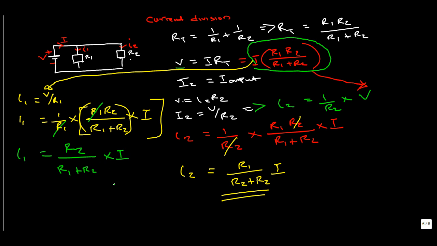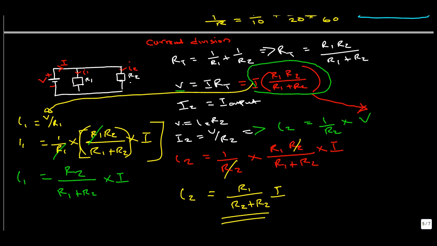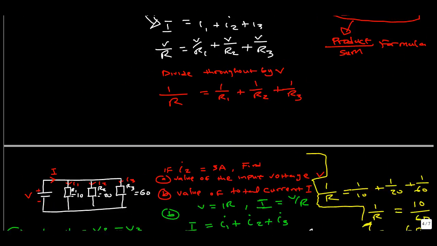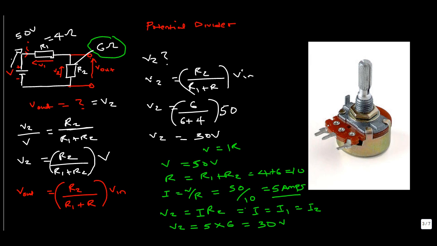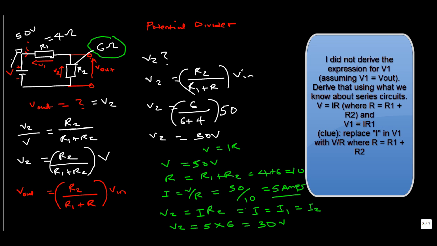I suggest you try this out for yourself and make sure you understand current division and how to derive the formulas for I1 and I2, and also make sure you understand voltage division. For the voltage division, I did not actually derive the expression for the output voltage, so I'd like you to try that at home by yourself.